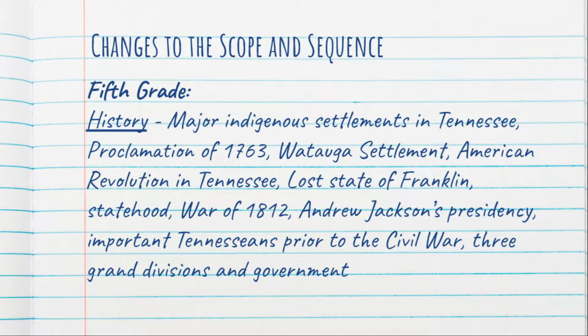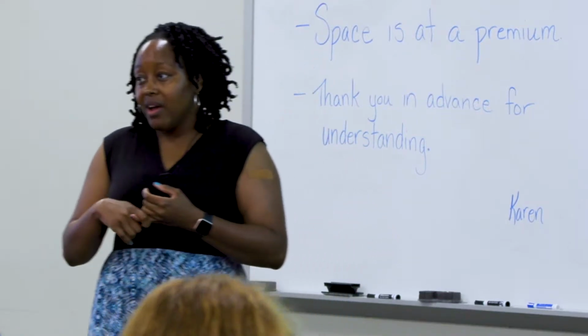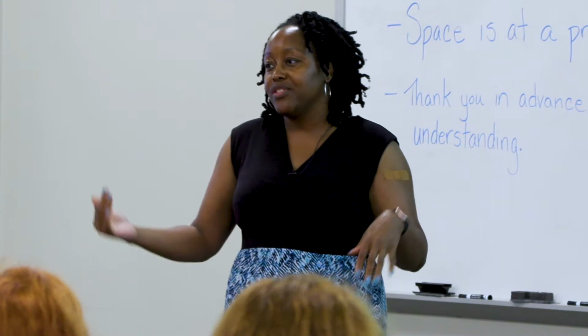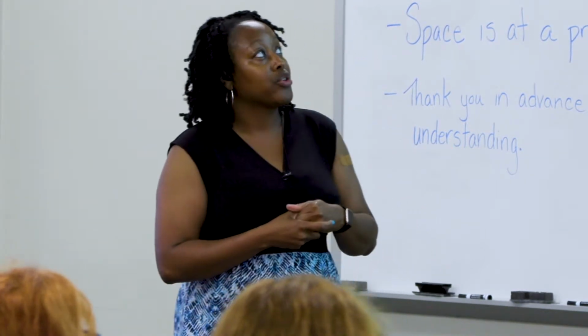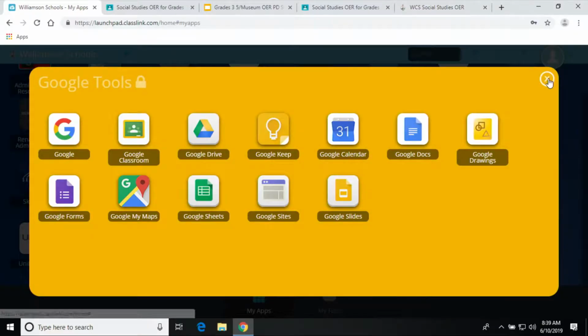So 5th grade is picking up major indigenous settlements in Tennessee, the Proclamation of 1763, the Watauga Settlement, American Revolution in Tennessee, the lost state of Franklin, statehood, the War of 1812, Andrew Jackson's presidency, important Tennesseans prior to the Civil War, the 3 grand divisions, and government. So again, you cannot keep teaching all of the Civil War and all of the Reconstruction because you're going to run out of time. All right, so now we're going to start the overview.